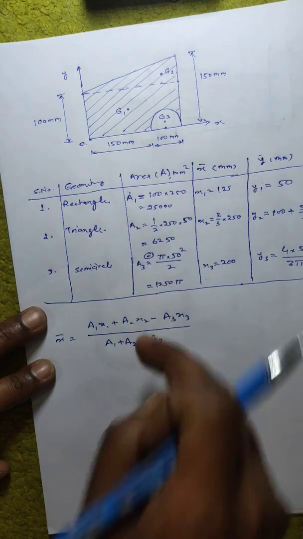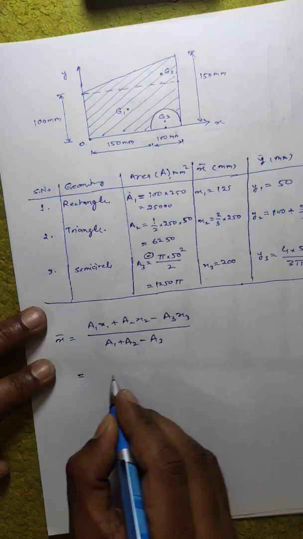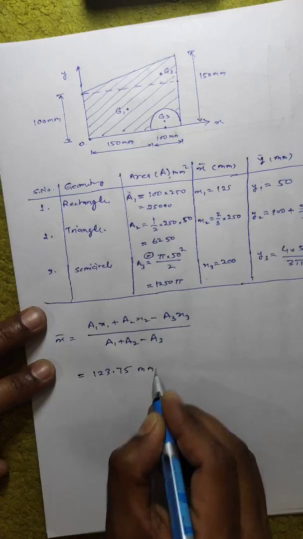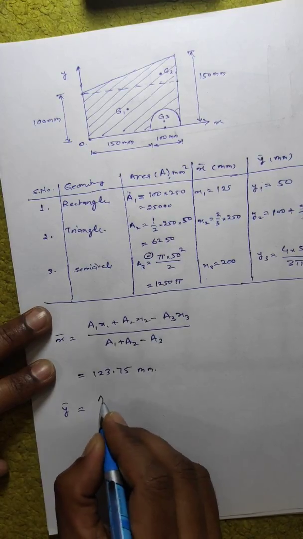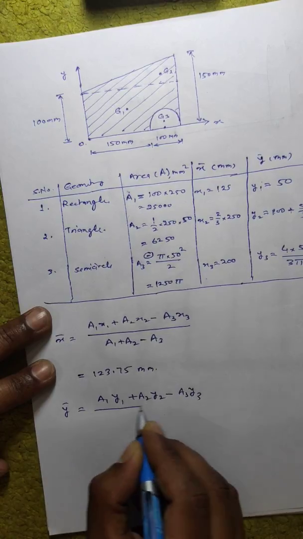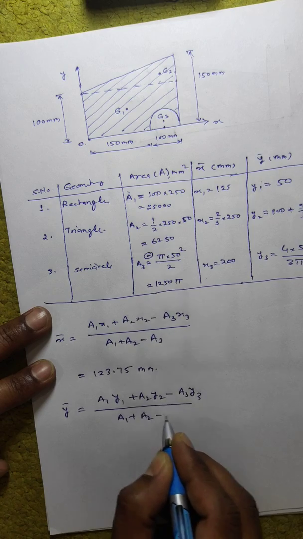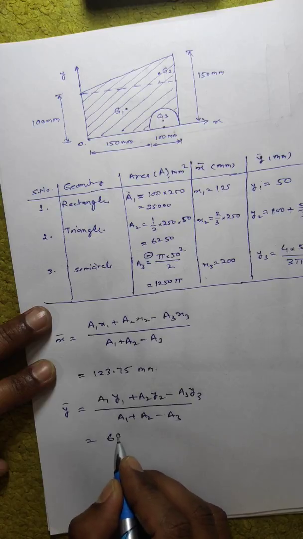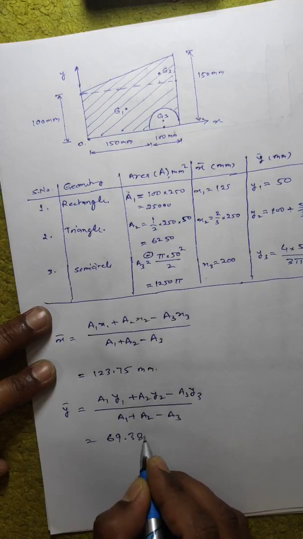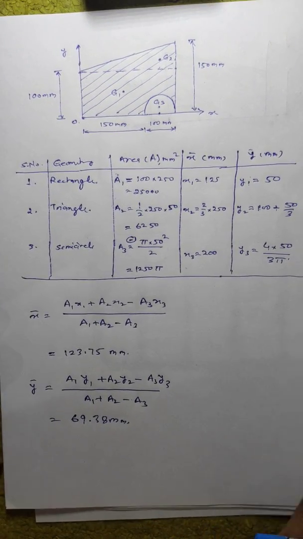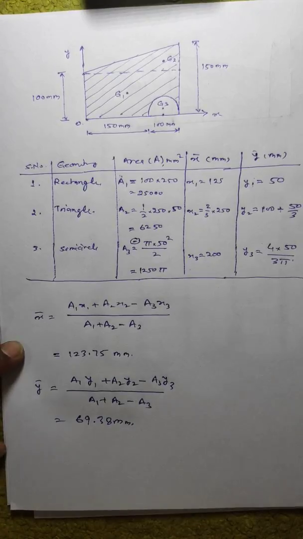By putting these values in this equation, we will get the value of x bar as 123.75 mm. Similarly, for getting y bar, we have to put (A1 y1 plus A2 y2 minus A3 y3) upon (A1 plus A2 minus A3). And by putting these values in the equation, we will get the value of y bar as 69.38 mm. So by using these methods, we can find out the centroid of different composite geometries.